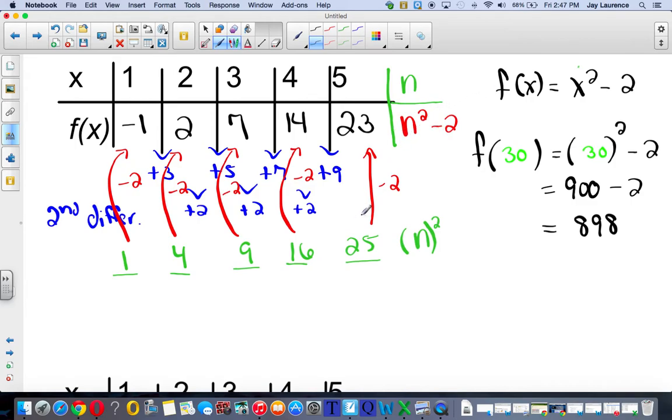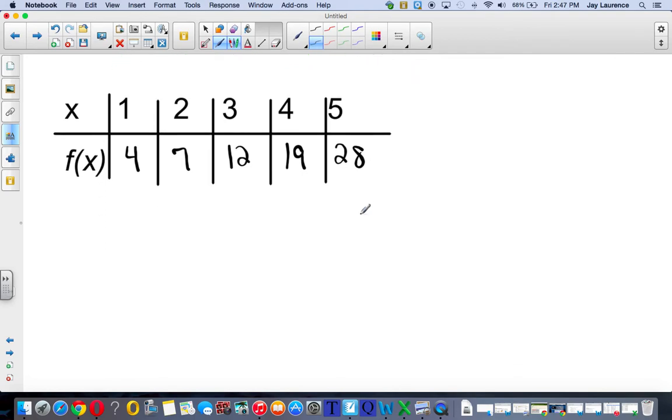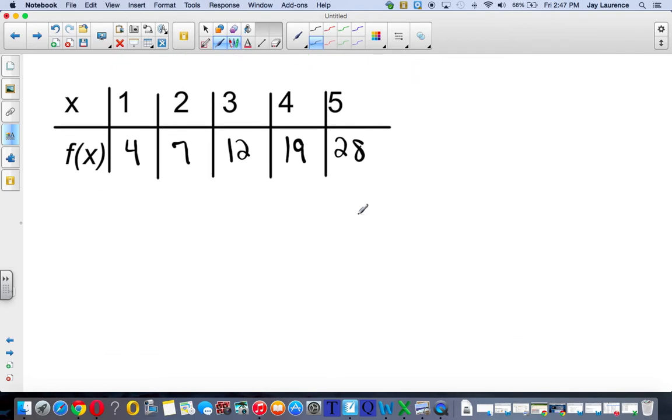Seems so much easier. Okay, here's another one. I would love for you to pause the video. It's not a request, it's an order. Pause the video, try this one on your own. If you're still watching and you haven't tried it on your own, please pause the video. All right, here comes my solution.